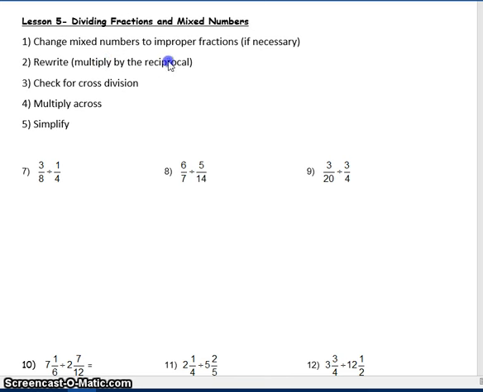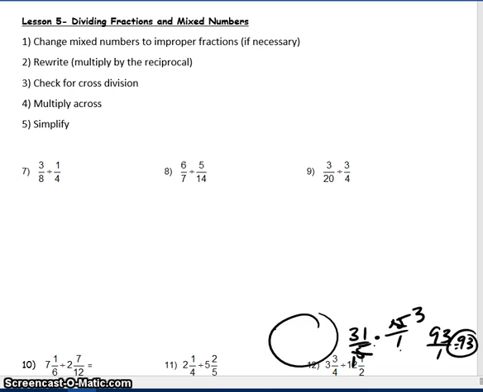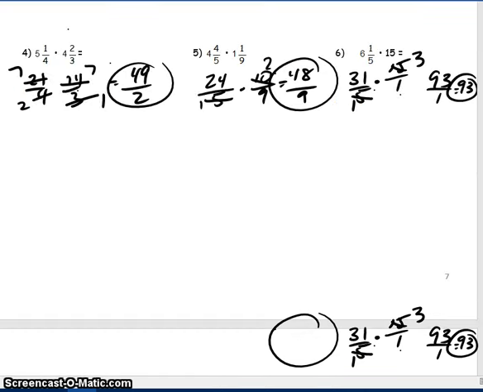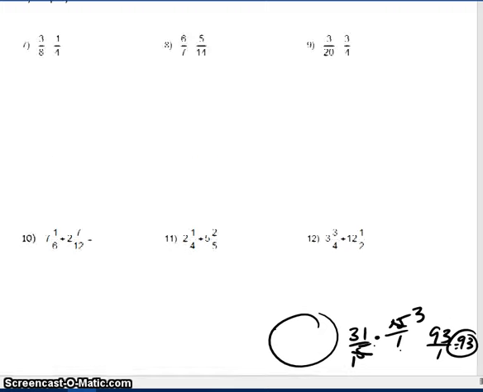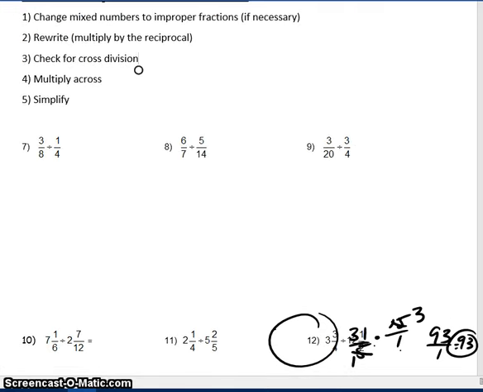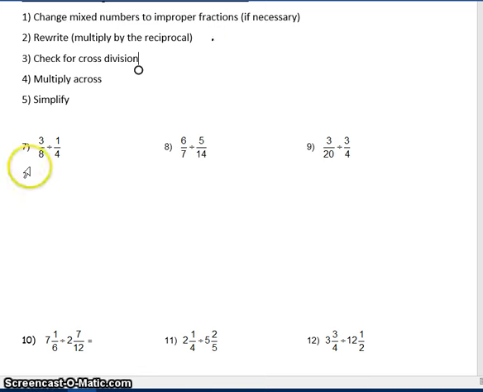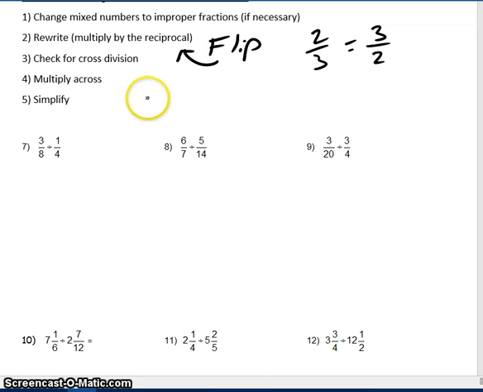You have to multiply by the reciprocal. Do you remember what reciprocal means? Reciprocal means to flip. So you are going to flip that particular fraction. For example, if you've got 2/3, the reciprocal ends up becoming 3/2. That's all we do. We simply flip the fraction.